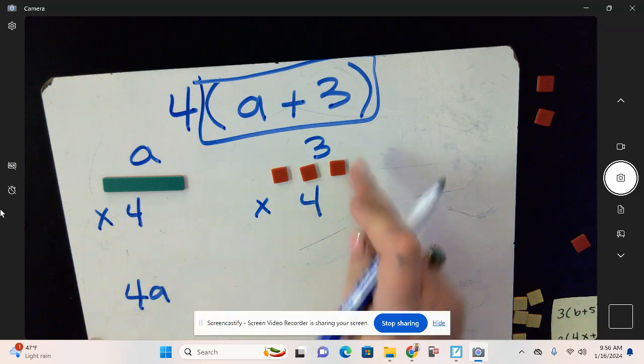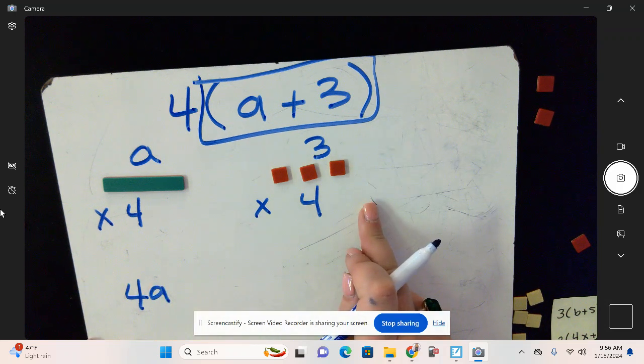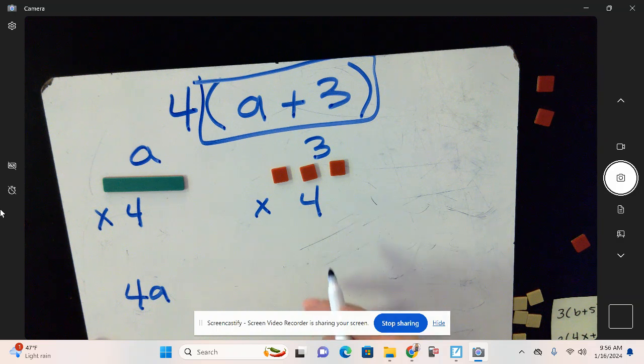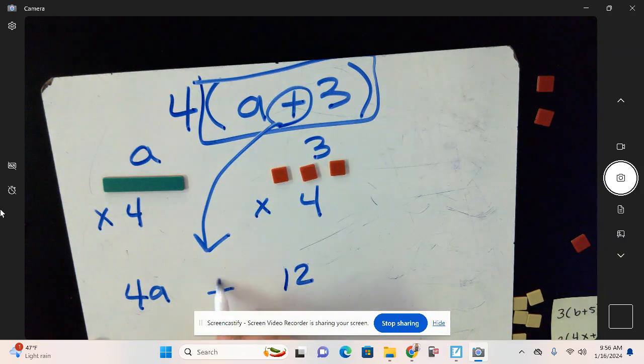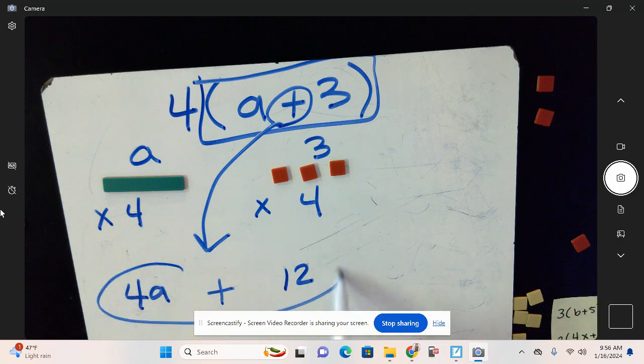4A. And 3 4 times is going to be 12. And then I add them together. And your answer is 4A plus 12.